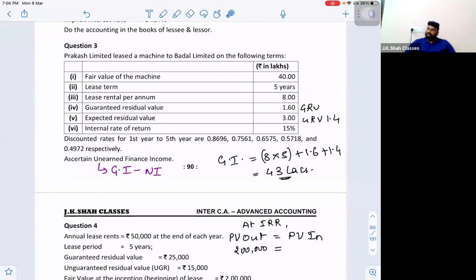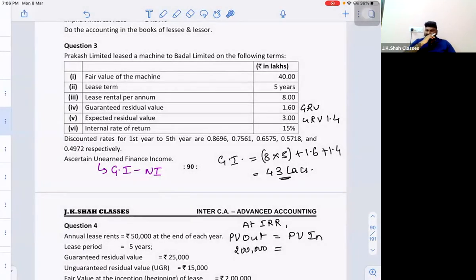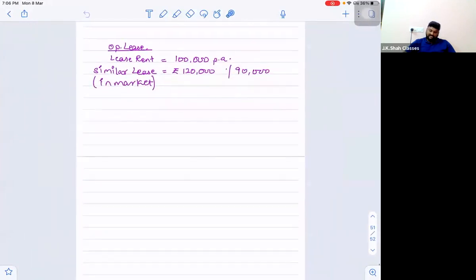So let us start with the solution. Gross investment is already there. Just discount them and find out the net investment. So this is actually a jackpot question in exam if this comes for 5 marks. Jackpot question.